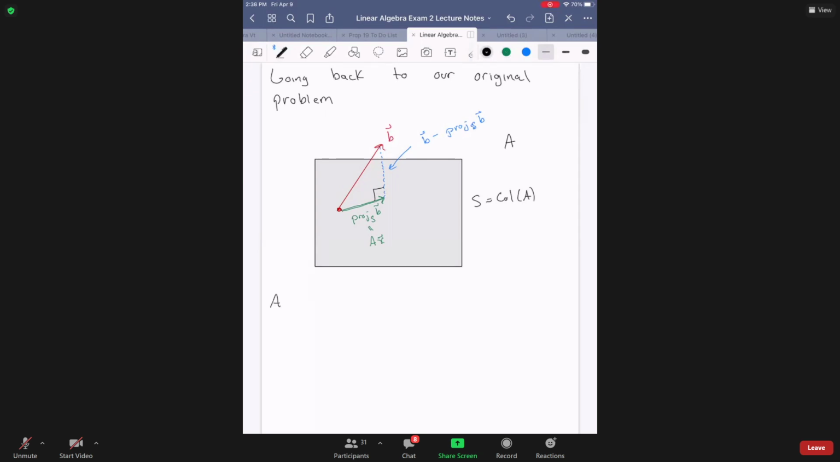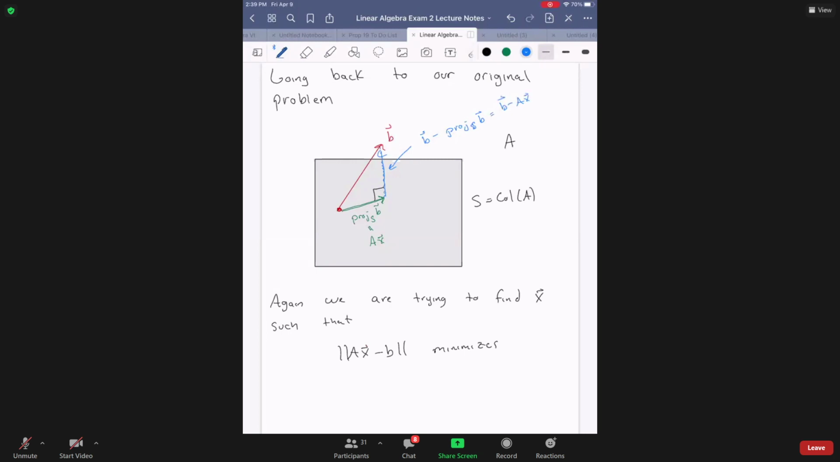So again, we are trying to find X such that AX minus B is minimized, right? This blue line right here is exactly AX minus B, by the way. Well, if you do it in that order, it would be B minus AX, right?